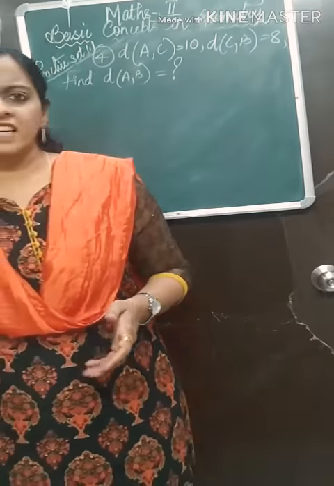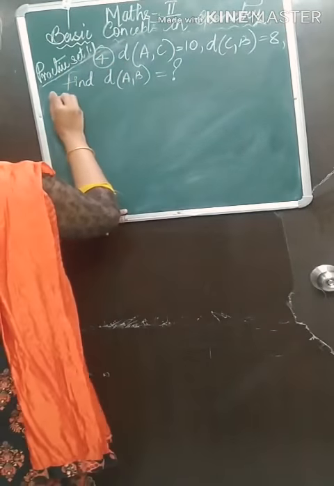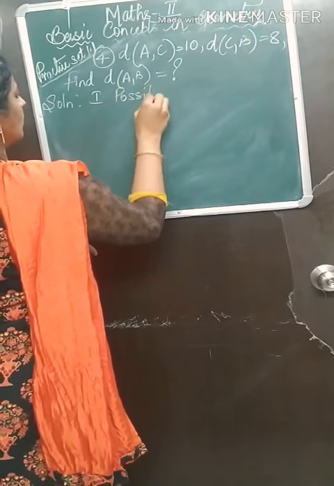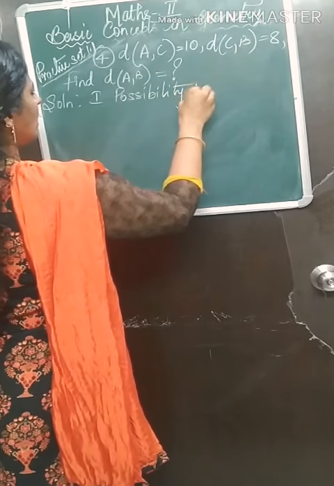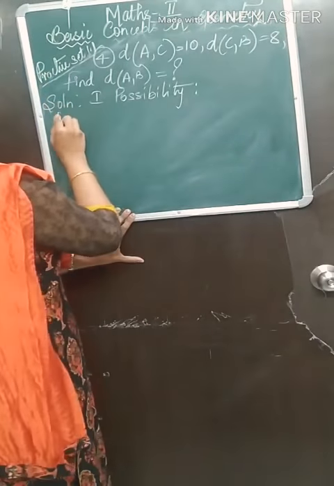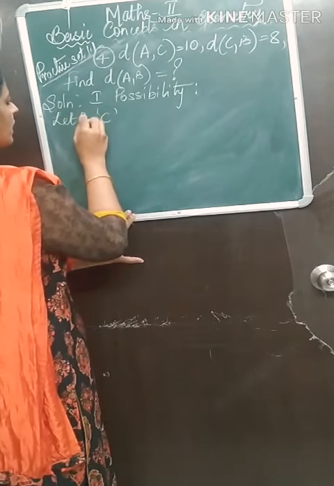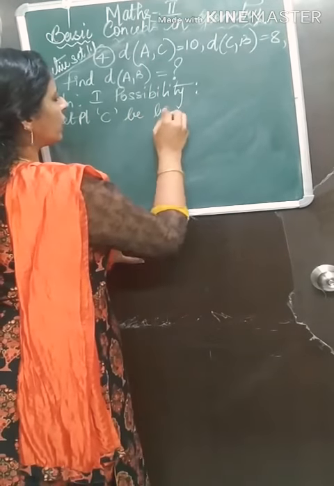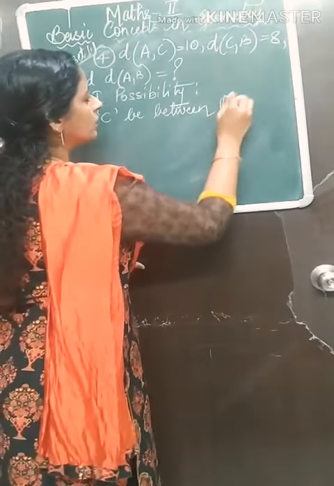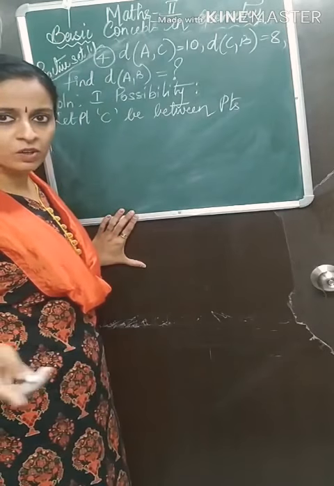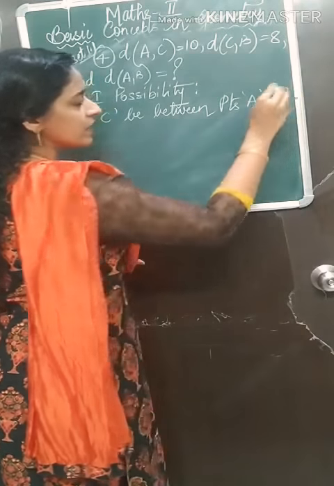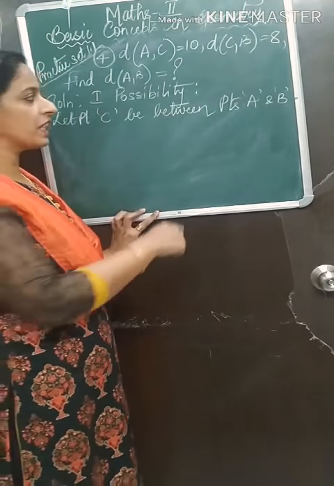Now, let us consider the first possibility. First possibility, write down. We'll go on to the easier one. Let point C be between the other two points, A and B. If C is between, then the other points will be A and B. Let us consider point C between A and B.